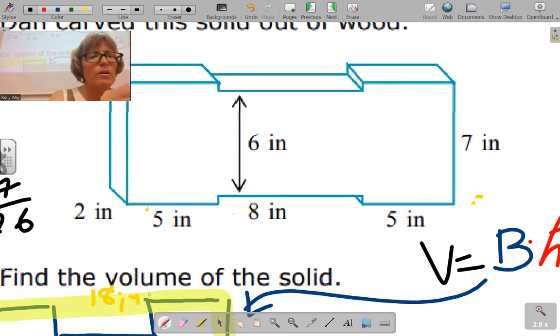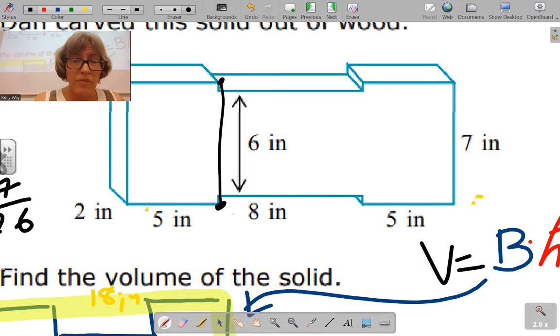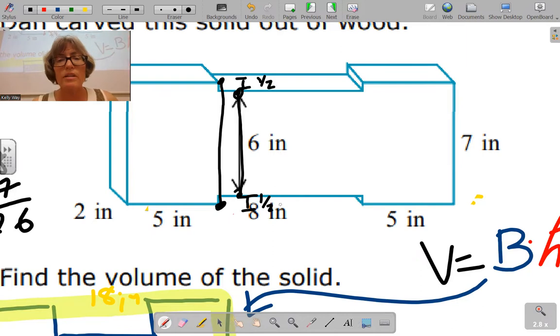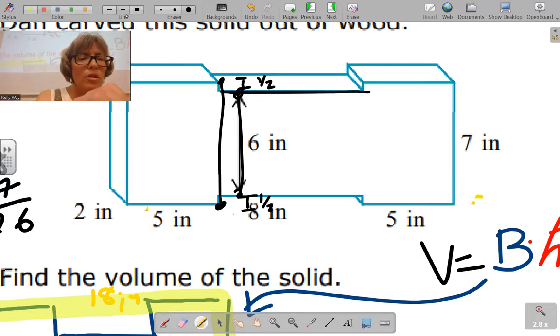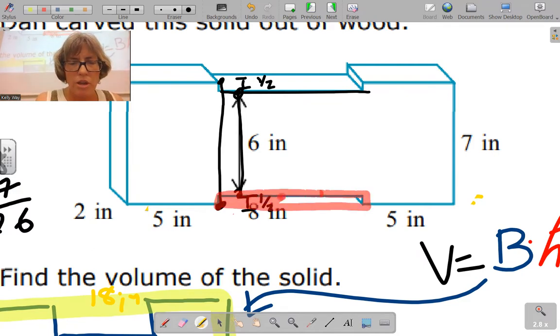Look. From here to here is 7. From here to here is 6, which means this little piece on both sides is simply going to be 1/2. Because 7 minus 6 is 1, you split it in half. And then this edge is 8. So this tiny little rectangle, don't freak out with the fraction, it's really not as hard as you think it is.